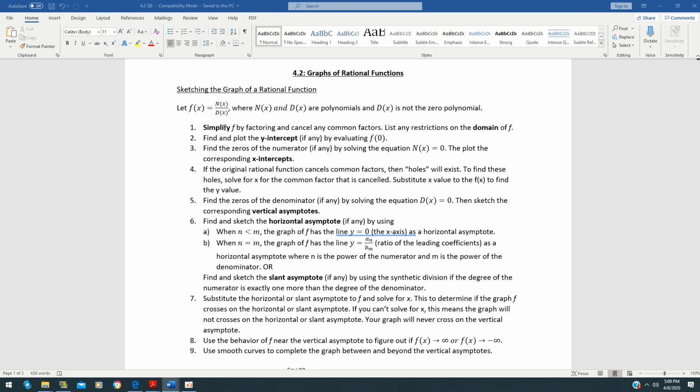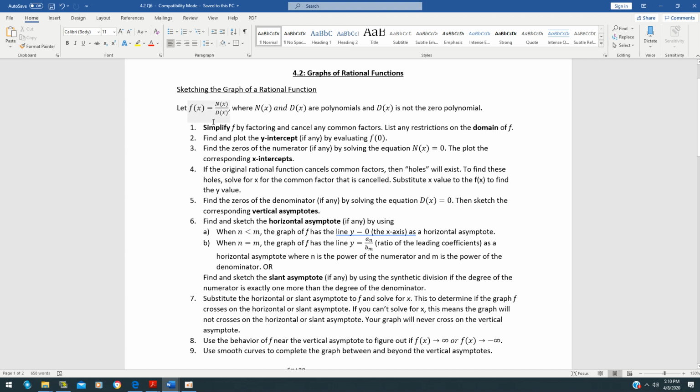So what do we do first? First you have to simplify this function by factoring, and if you see any common factors, you have to cancel them, and then you have to list the restriction of the domain. So you have to find the domain of this rational function. Usually the domain is all real numbers except those that make your denominator become 0.